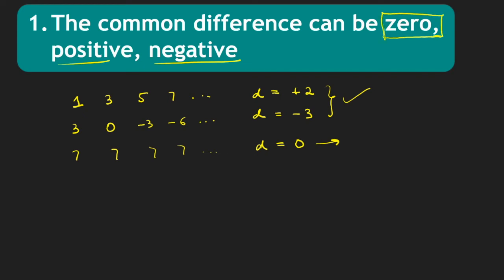If you have a sequence with the same number repeating, it's an arithmetic sequence, and it's especially an arithmetic sequence because the common difference is 0. All right, let's move to the next property.